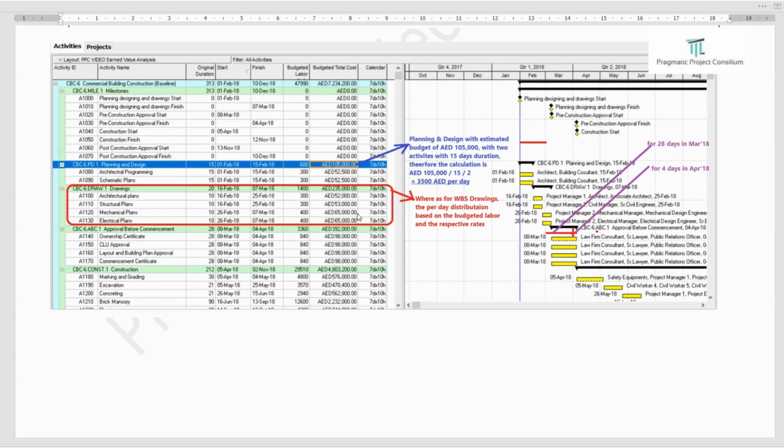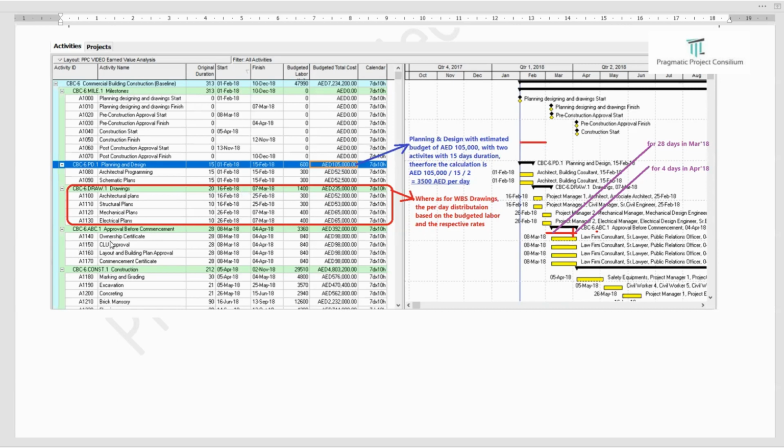And therefore, this distribution happens. If you see this drawing, the start date is 16th of February 2018 and it ends on 7th March 2018. So if you take the monthly calculation, we need to stop here with 16th February 2018 to 28th February 2018, and the rest is distributed to the next month, which is 1st March to 7th March. So automatically, based on the linear distribution, it will be distributed respectively.